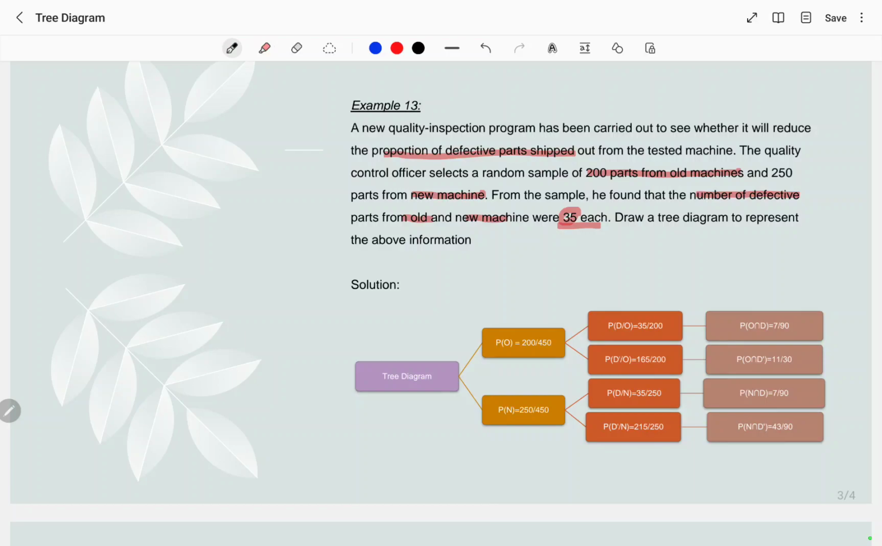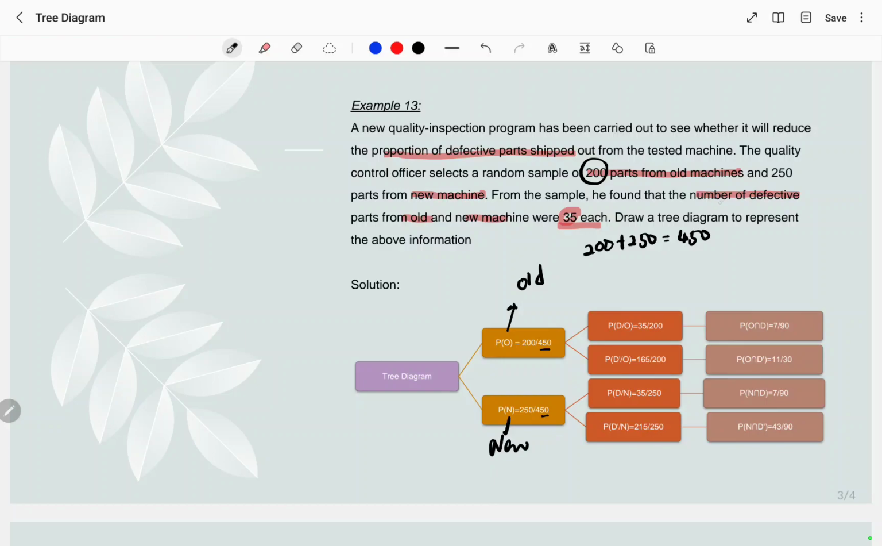The first information given is that you have 200 parts from the old machine, and the other branch refers to the new machine. How can you find this probability? You take 200 over the total for the machines, which is 200 plus 250, so you obtain a sample size of 450. We find the probability for the new machine also, which is 250 over 450.